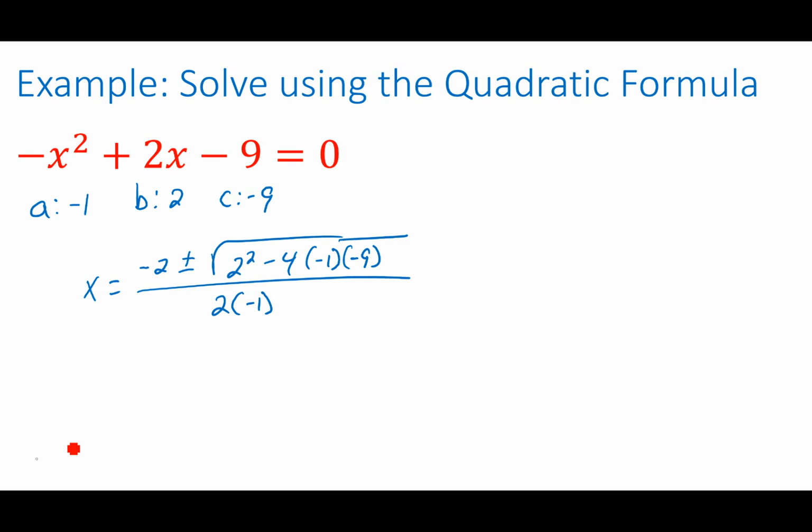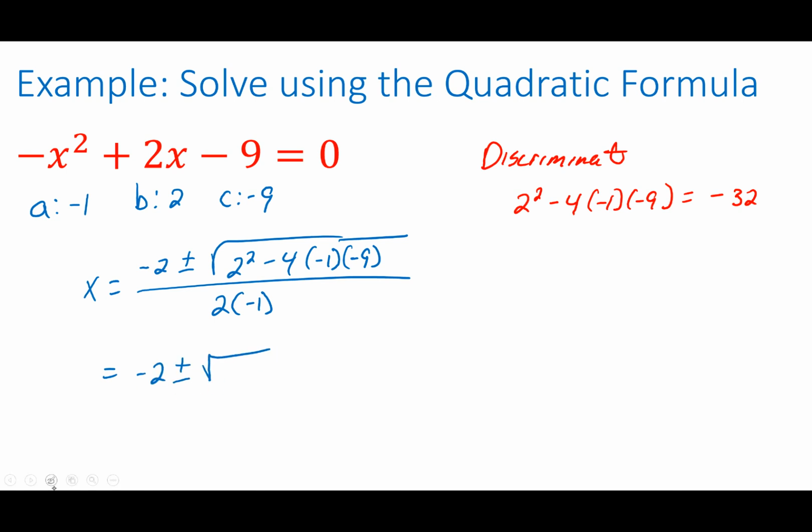We'll look at our discriminants. It's going to be 2 squared minus 4 times negative 1 times a negative 9. When I work all this out, I get negative 32. So I have negative 2 plus or minus the square root of negative 32, all divided by a negative 2.